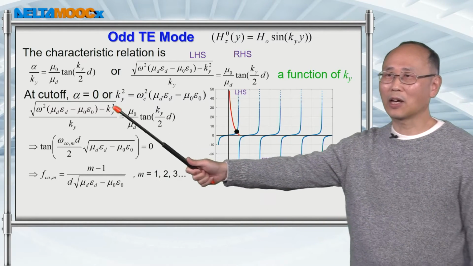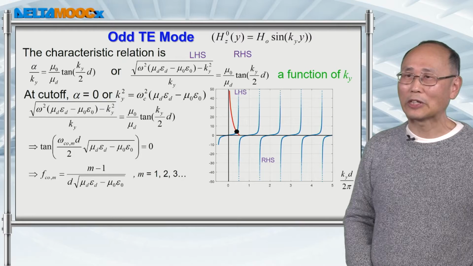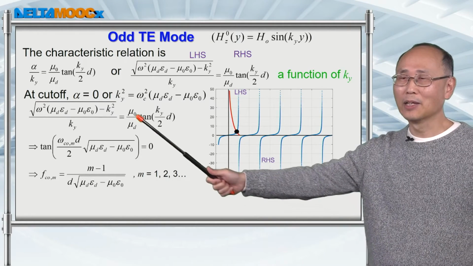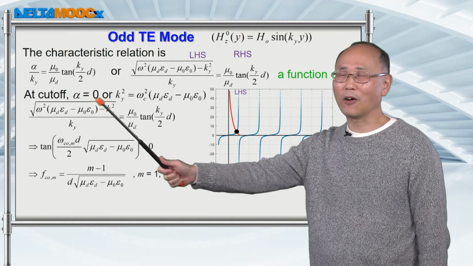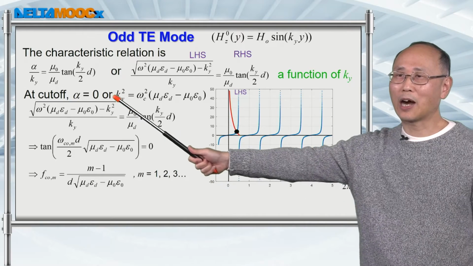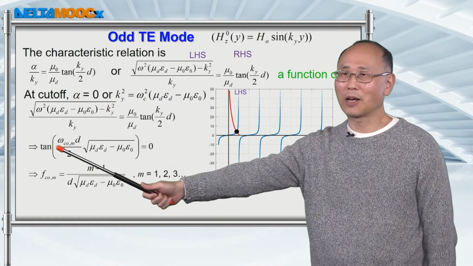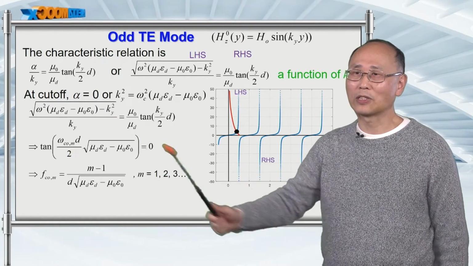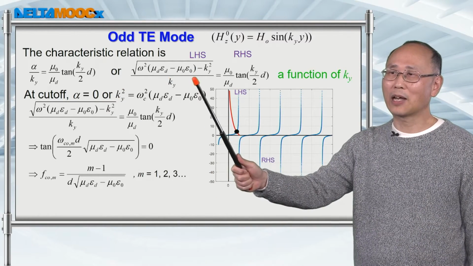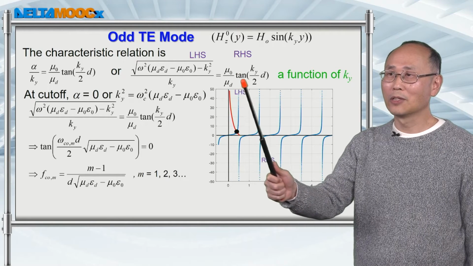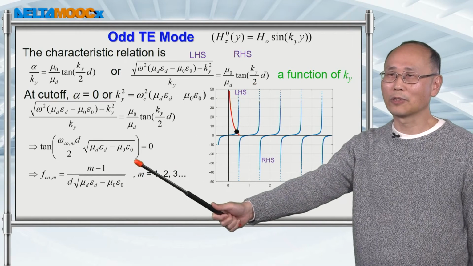And so at the cutoff, this alpha is going to be equal to 0, because at the cutoff, the radiation is no longer guided inside the waveguide. So there's no attenuation, there's no decay of the field outside the waveguide. So you set alpha equal to 0 to get the cutoff frequency, omega c, or here we spell it as omega co. So if you set alpha equal to 0, then the left-hand side of this expression is going to be equal to 0. So you'll be looking for solutions from this tangent kyd over 2 equal to 0 right here.